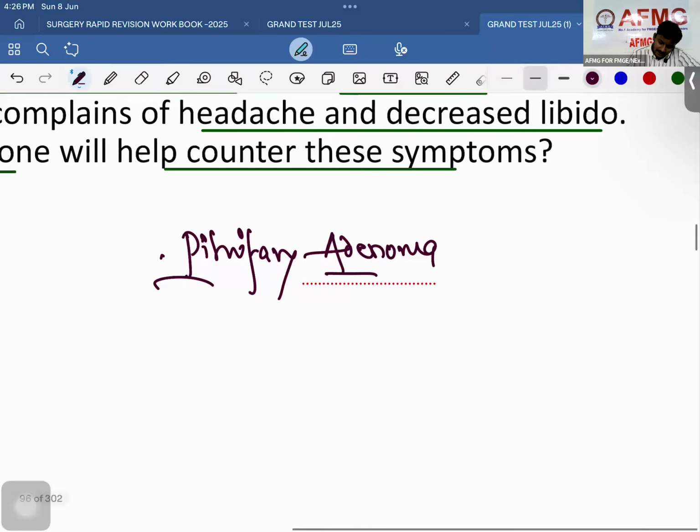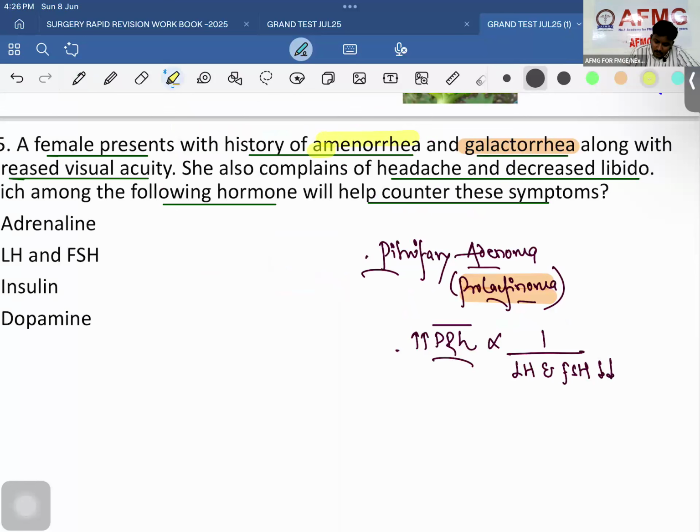But हमें पता है that prolactin is inversely proportional to gonadotropins, like LH and FSH. Matlab, if prolactin levels are going to increase, automatically the gonadotropin, that is LH and FSH levels, are going to decrease. इसीलिए in lactation or breastfeeding period, when the prolactin levels are high in the body, LH and FSH levels are low, and due to that the patient does not get menses, that is lactational amenorrhea. Clear है बात?